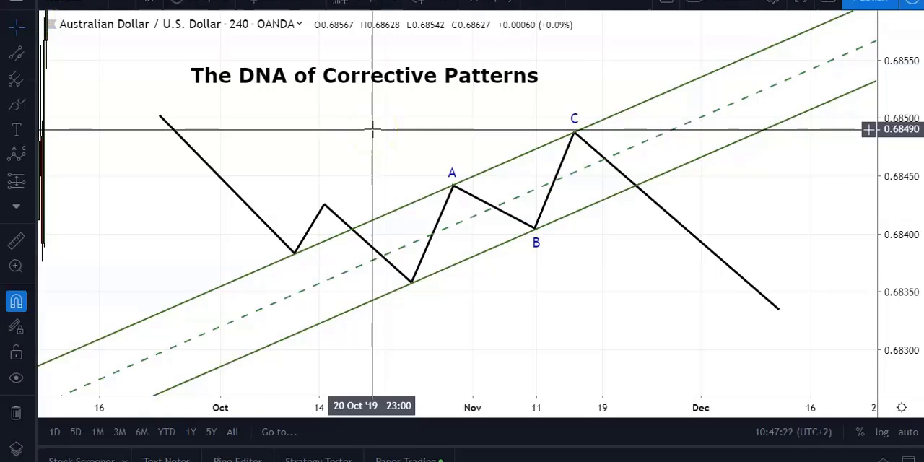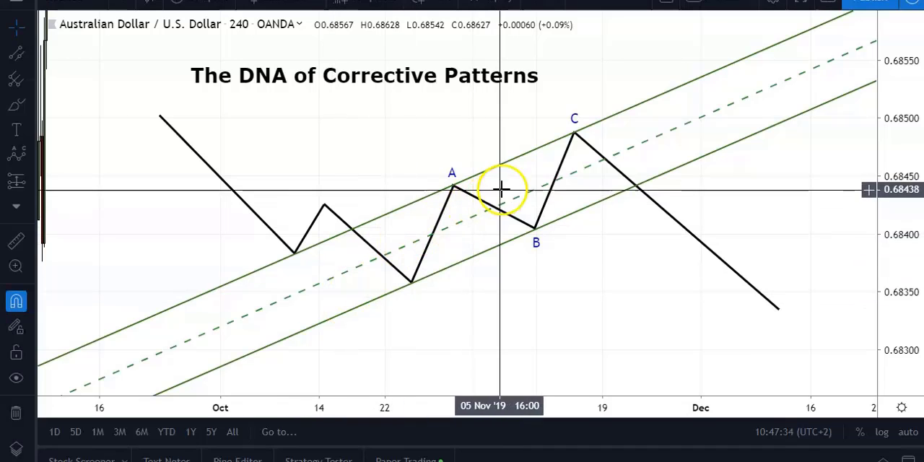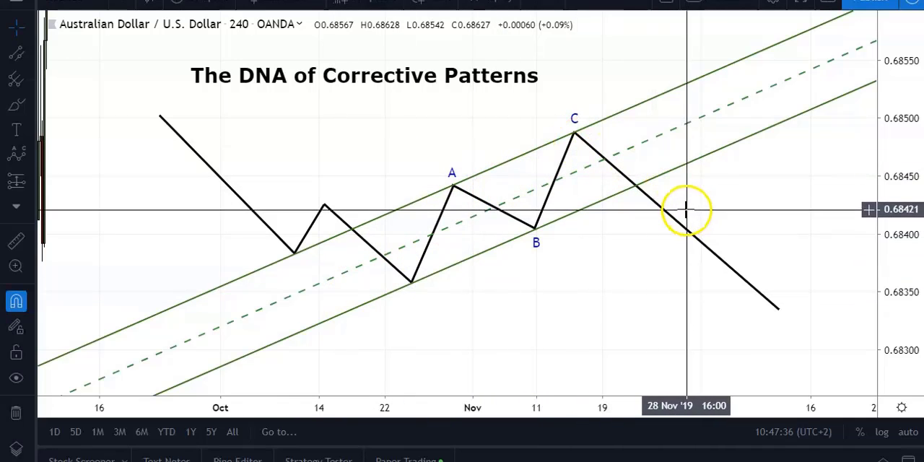Now, as we all know, corrective patterns appear in any market, and traders will often follow patterns in an attempt to identify which type of pattern they are dealing with in real time, so they can time an entry when such a pattern ends and the trend resumes again.